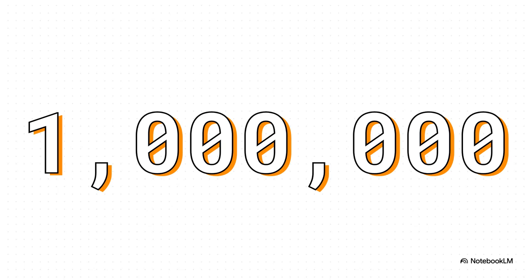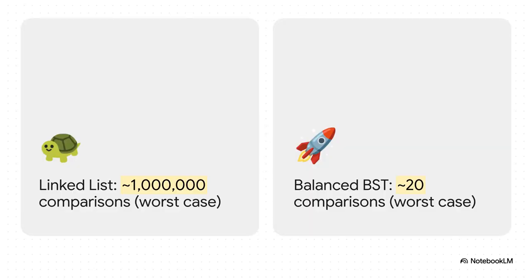So just to set the stage, imagine you've got 1 million items you need to search through. Let's see how our different data structures would handle a job that big. And this, right here, is the jaw-dropping power of the BST. A linked list, in the worst-case scenario, might have to look at all 1 million items. A balanced binary search tree, on the other hand, finds what it's looking for in about 20 comparisons. Not 20,000, just 20. That is an absolute game changer.